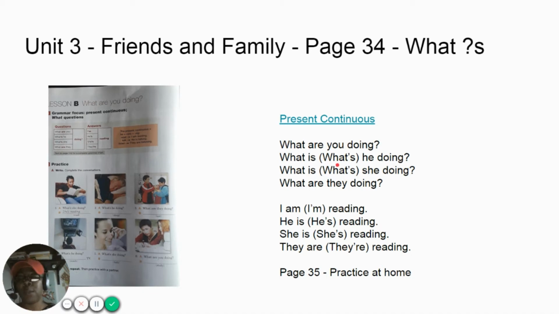Here we see our abbreviation, our contraction, what apostrophe s. So we can say, what is he doing? But we don't say that. We say, what's he doing? What's she doing? We shorten it. Okay, that's how we ask our question in our present continuous.